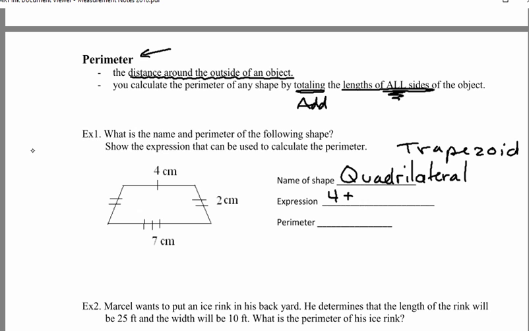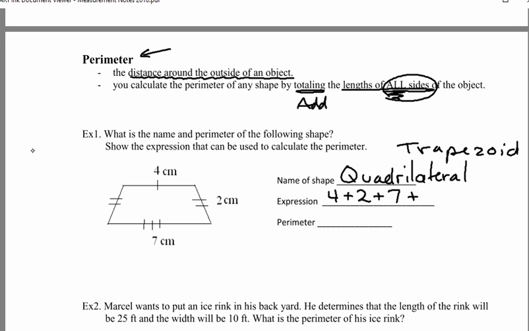This always kills me. Oh, the distance around is 4 plus 2 plus 7. Why is it 4 plus 2 plus 7? Because those are the numbers there, Mr. McDonald. That's why it's 4 plus 2 plus 7. It's the distance around all sides. It's a quadrilateral. 1, 2, 3, 4 sides.